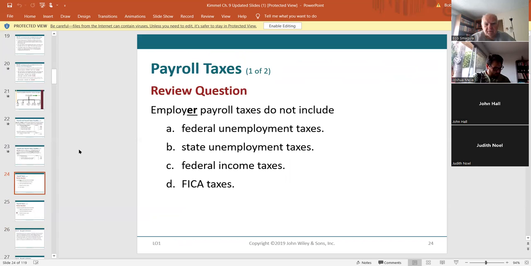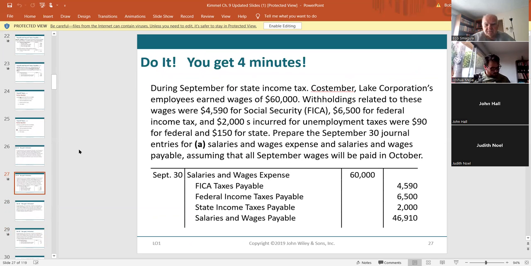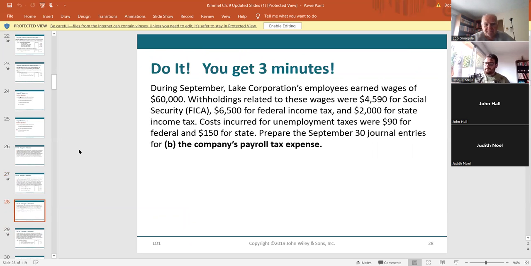Yeah, I'm going to get through that. Employer payroll taxes do not include federal income tax. Just take a look at the journal entry to record the payroll, though. It's basically your paycheck. You debit salaries and wages expense, and you take the gross pay equals salaries expense, net pay equals cash. Every one of the withholdings from your paycheck is a liability called a withholding or a payable, like you're showing here.